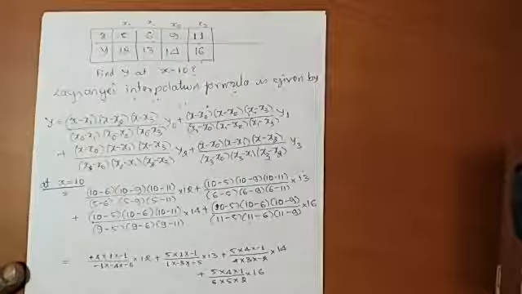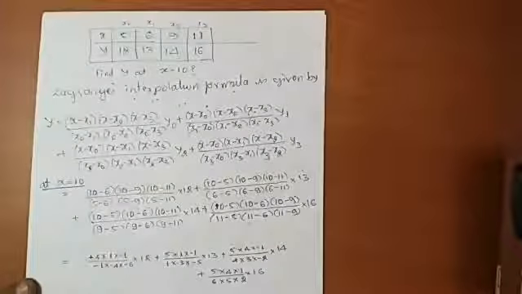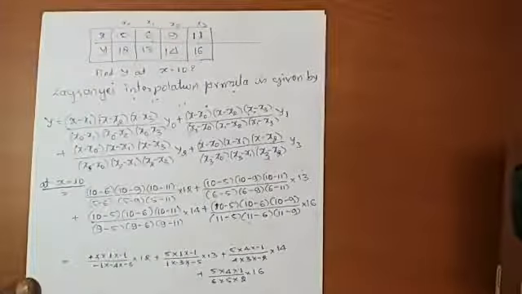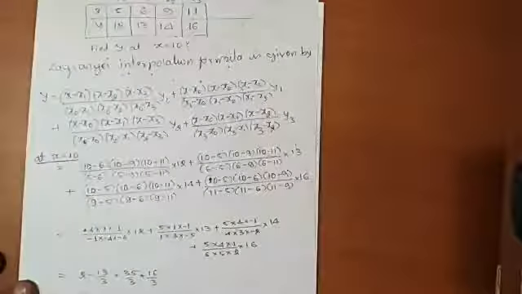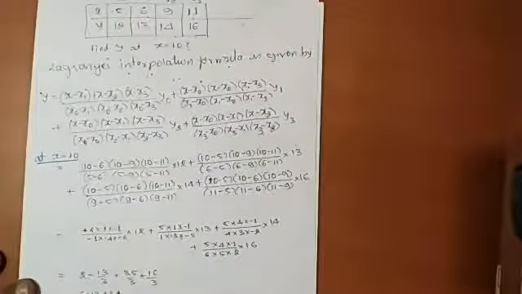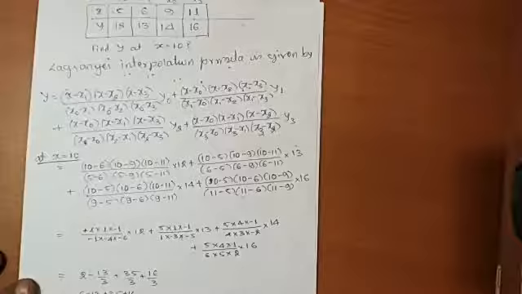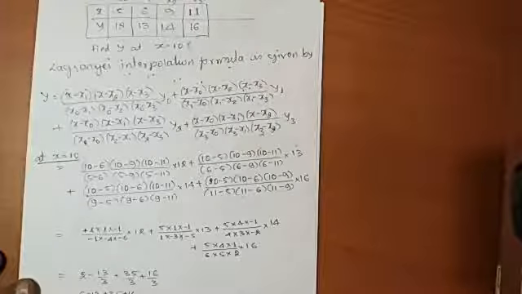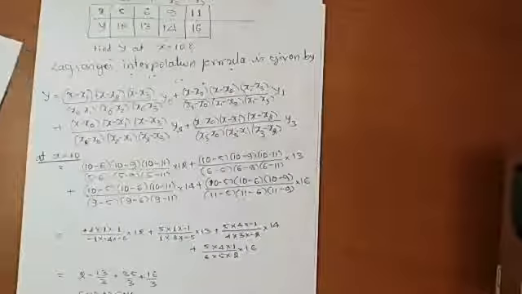So if I simplify this, I get 2 minus 13 by 3 plus 35 by 3 plus 16 by 3. So if I simplify this, I get (6 minus 13 plus 35 plus 16) by 3. So that will be equal to 44 by 3, which is equal to 14.66.